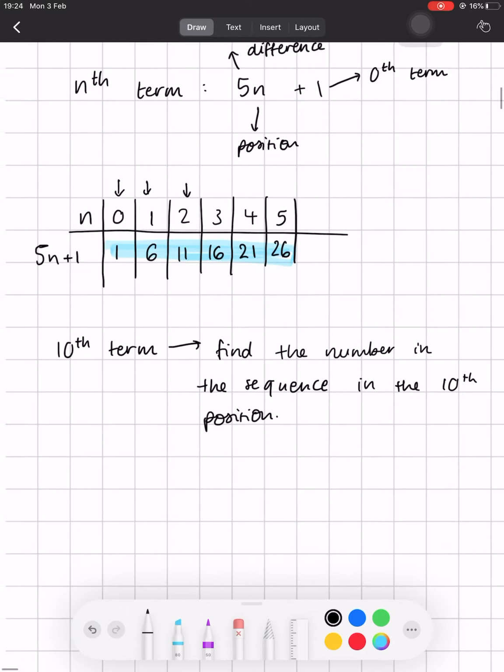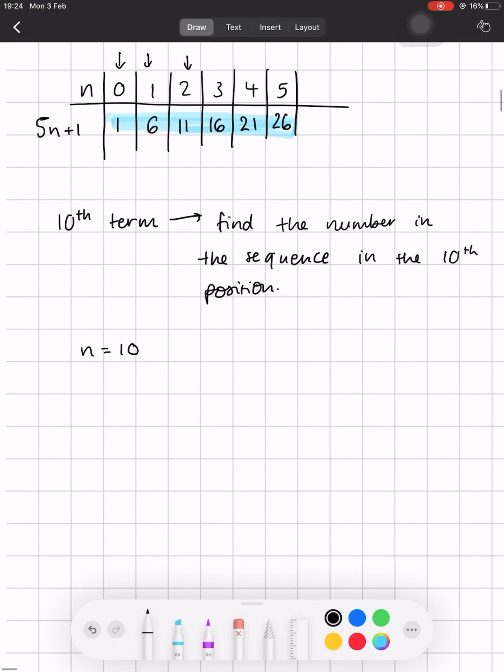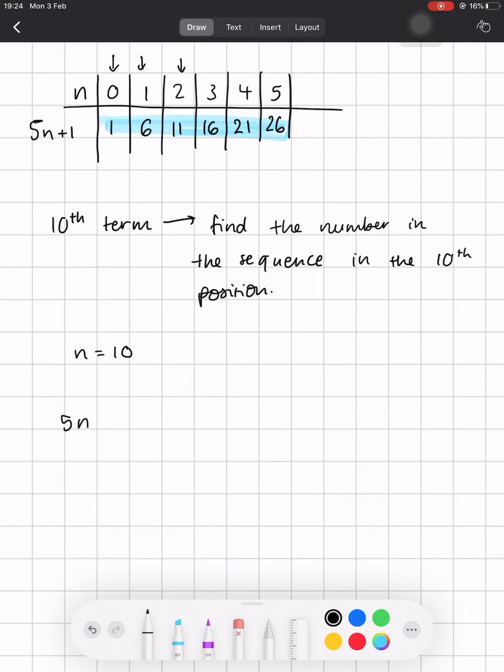So since we know that n is the position of the number, that means we have to put in n equals 10 into the nth term. We said that our nth term was 5n plus 1. Well, we know n is 10, so we're going to substitute that for the n in the nth term. So we do 5, replace the n with the 10, and then you add 1. We do the brackets first. So 5 times 10 gives you 50. Add the 1, and that gives you 51. So your answer for this question would be 51.